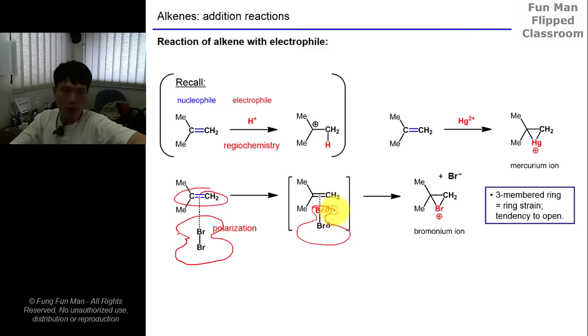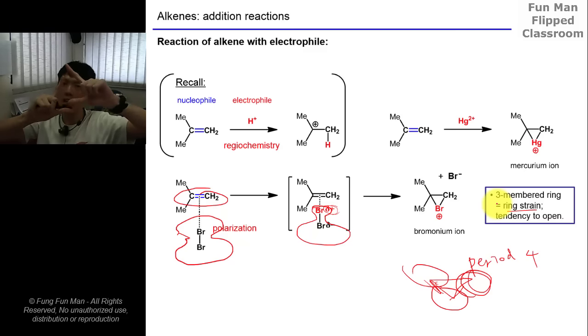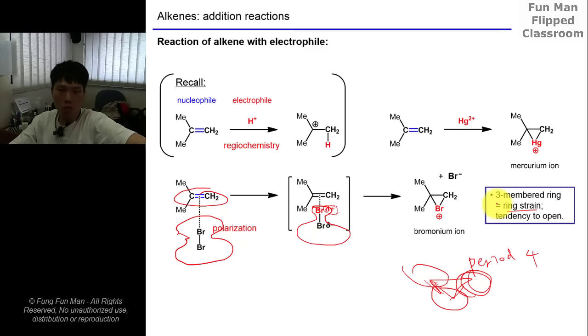What happens next is the Br will form a bond with both carbons because Br is big enough. It is in period number 4. It's big enough to form 2 bonds to form this triangular cyclic ring. But at the same time, you have ring strain, like the epoxide, like I showed you the other time in cyclopropane. You have ring strain, very bad. So that's why this is quite reactive and it tends to open easily. We call this a bromonium ion because this is now the Br that carries a positive charge.